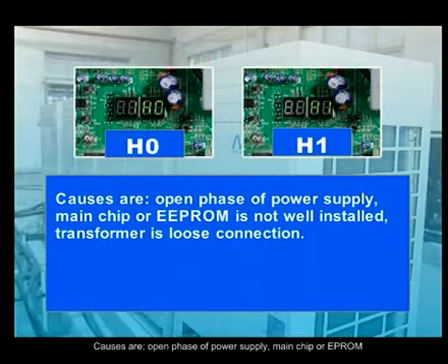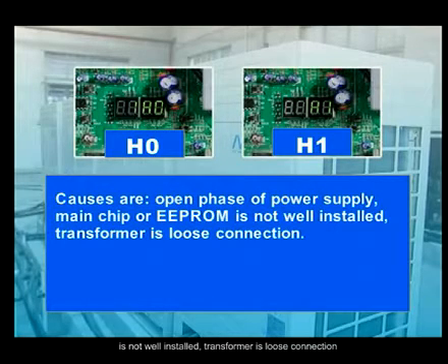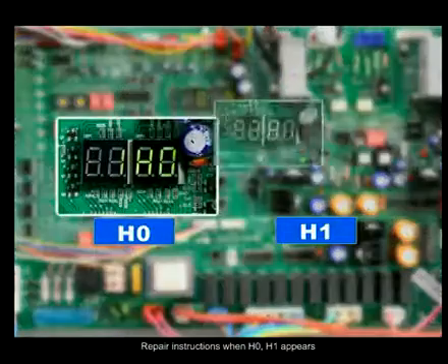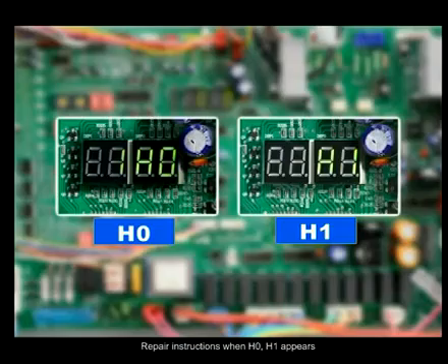Causes are open phase of power supply, main chip or EPROM not well installed, or the transformer is loosely connected. Repair instructions when H0, H1 appears.